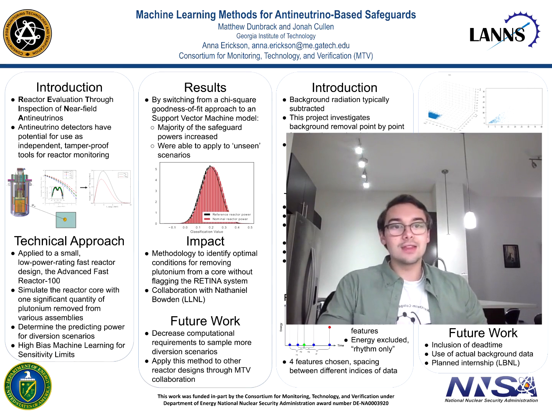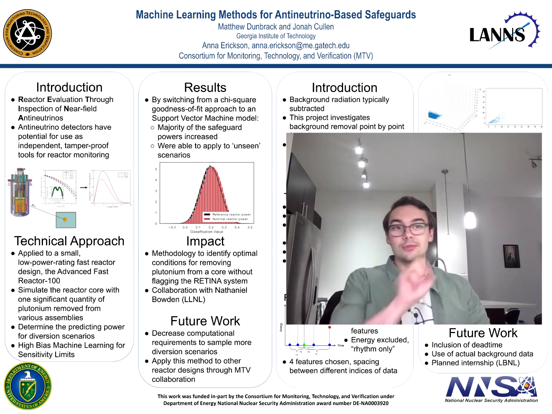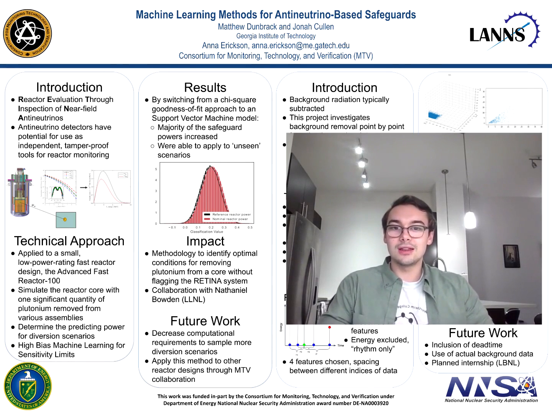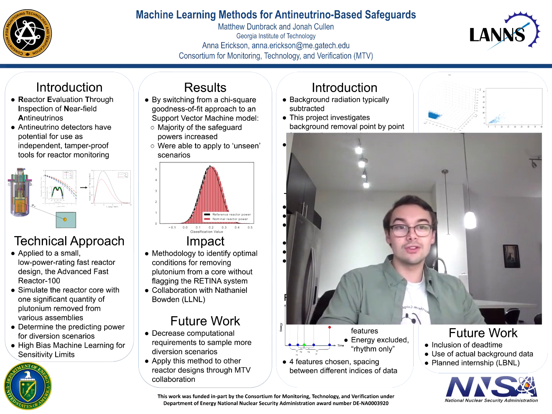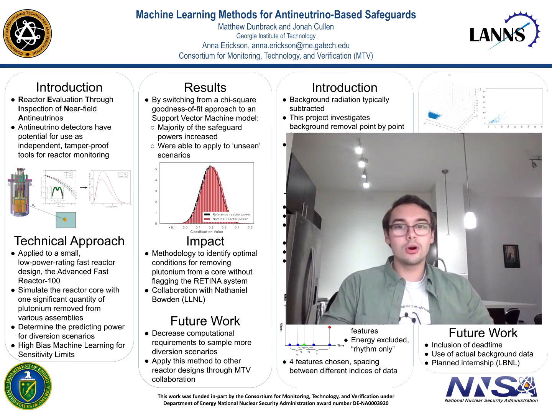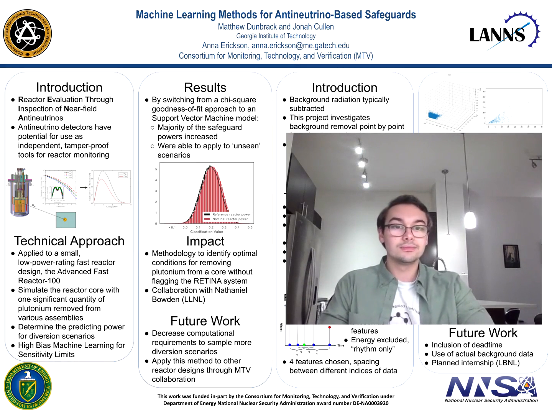So the impact of this work was we were able to come up with a new methodology for identifying the optimal conditions based off the safeguard power for pulling different plutonium from different assemblies. We were able to come up with which diversion scenarios were more optimal for hiding against the machine learning model. We were also able to collaborate with Lawrence Livermore person, Nathaniel Bowden. For future work, we're going to decrease the computational load, ideally so we can run even more diversion scenarios, and we also hope to extend our collaborations to include more reactor models previously not studied for this project.